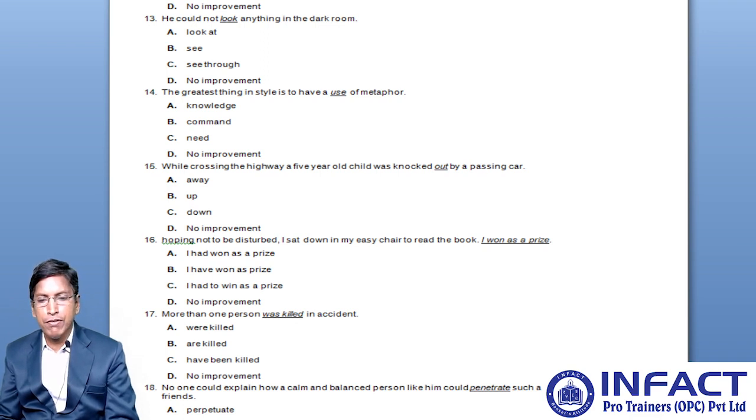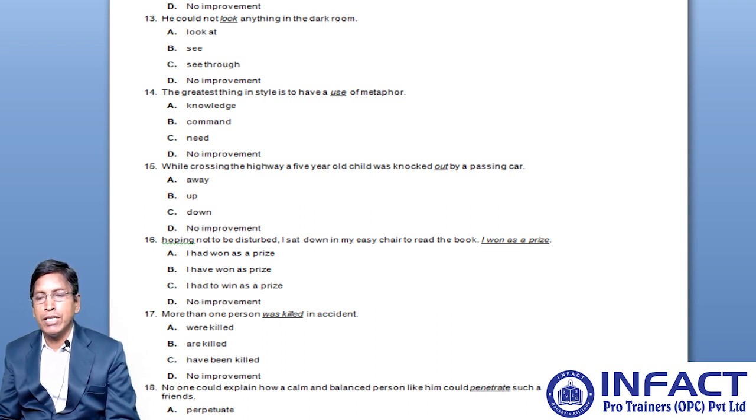Now let us move to question number 15. While crossing the highway, a 5-year-old child was knocked out by a passing car. You have an underlined word, that is out. So whether out has to be replaced by any of the words given in the options, or it can be as it is. So let us see the options, whether it is away, or up, or down, or no improvement is required. So the child was knocked out by a passing car has to be replaced by down, as the other two options, away and up, don't make any proper sense.